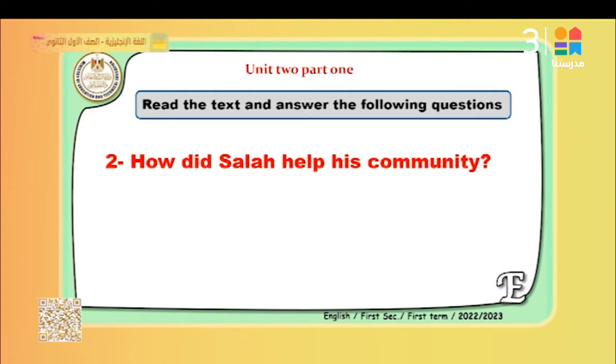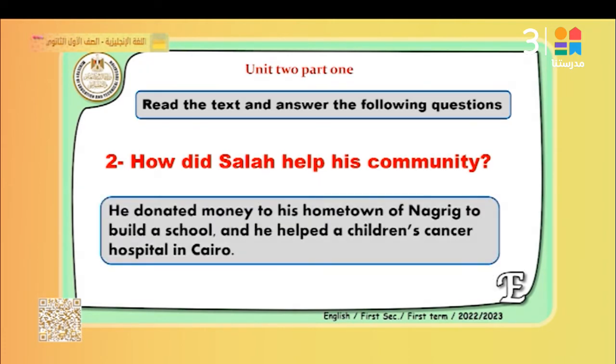Question number 2, how did Salah help his community? As a generous man, as someone who donates money, how did he help his community? Of course, you remember that Salah donated money to his hometown of Nagrig to build a school, and he helped a children's cancer hospital in Cairo. These are the things which he supported the community with.